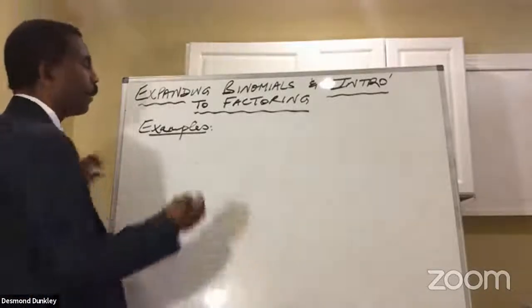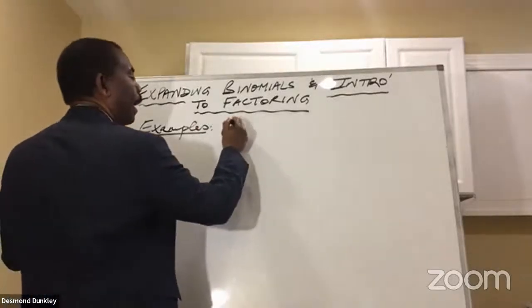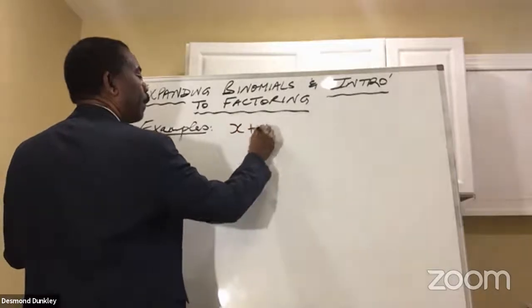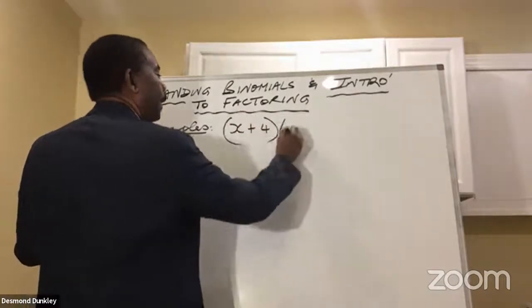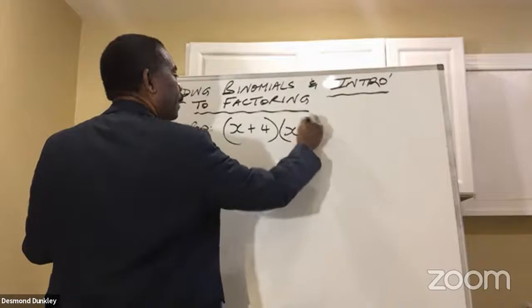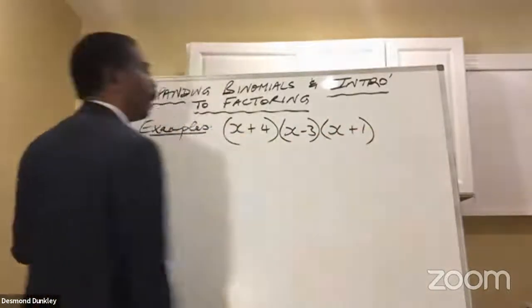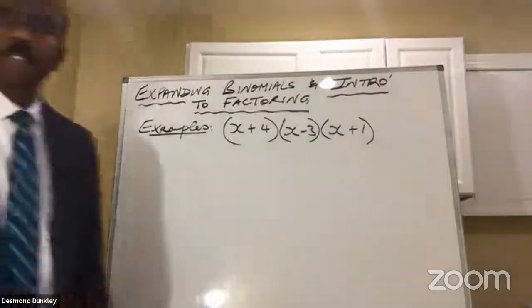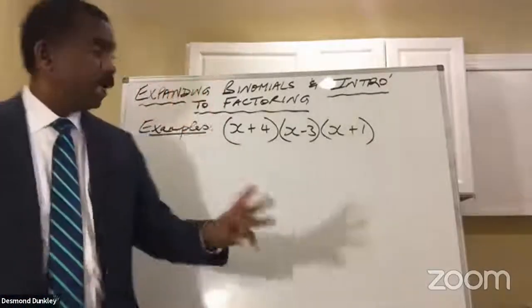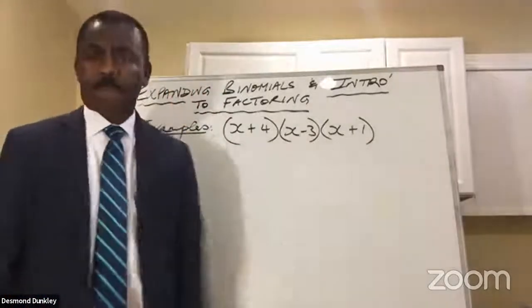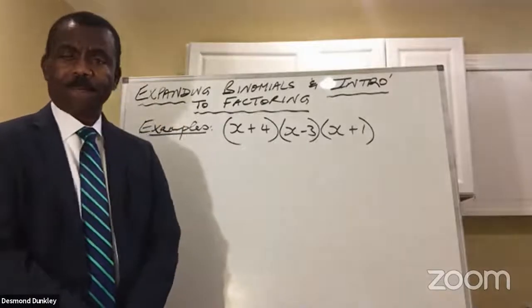Suppose you were asked, what is x plus 4 times x minus 3 times x plus 1. So we are multiplying 3 binomials. How do you do it?